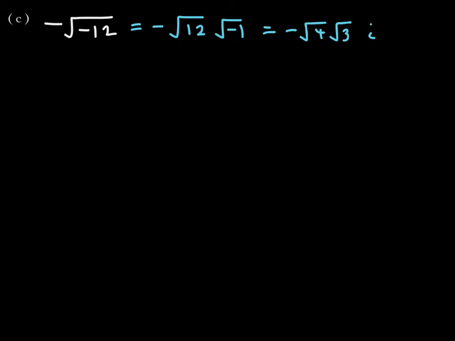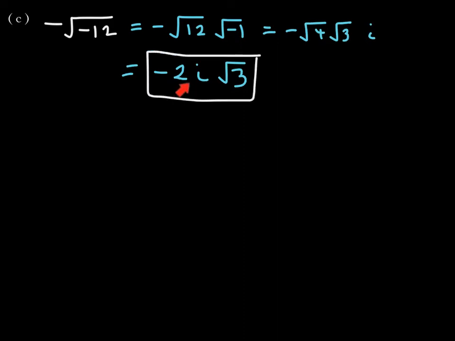I'm going to continue simplifying. We know that the square root of 4 is 2. I'm going to write the i next to that and then end it with the radical, square root of 3. Notice where I put the i. The i is best in front of the radical and not on the back end.